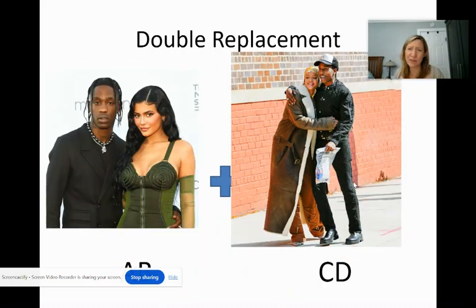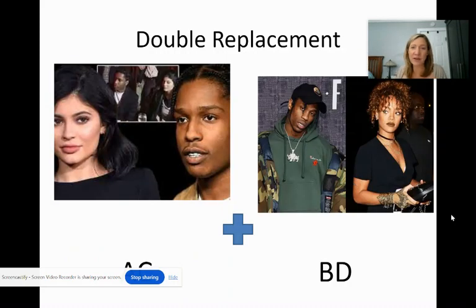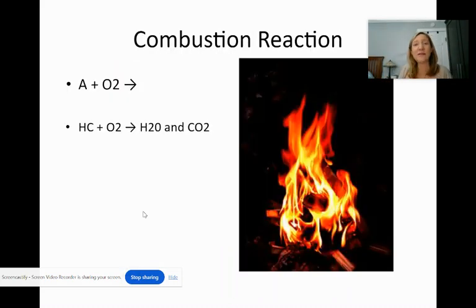Another example, I'm really bad at these names, so forgive me, but one of the Kardashians and some rapper and Rihanna, and they switched partners at one point. You guys are going to be laughing when you watch this because you'll be like, duh, whatever my name is at this point. But they switched partners with each other. So double replacement. It's not like someone stole a person and someone's single. They both were in relationships and then they split and then they became new relationships. So that's double replacement.